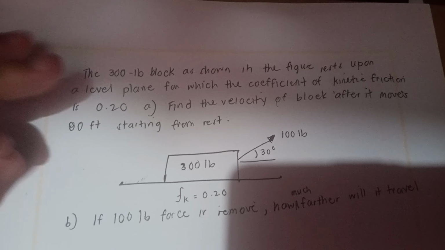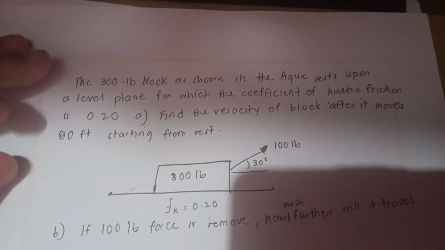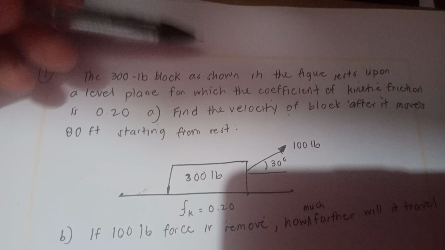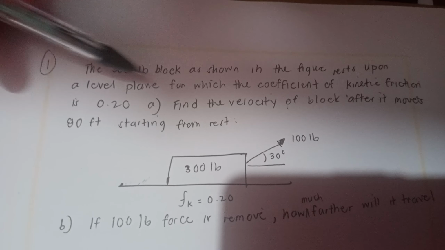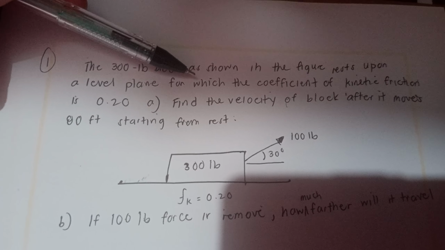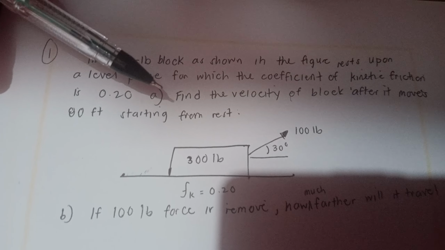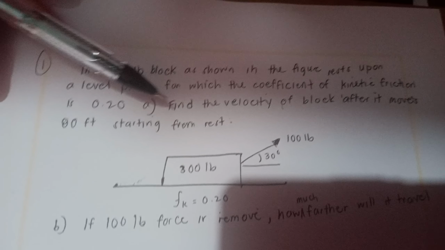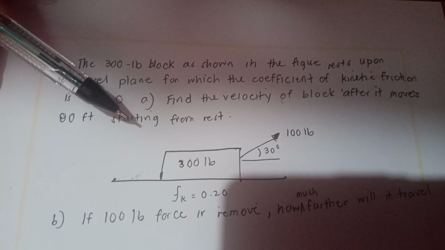So for today's video, solve tayo ng dynamics. So ito yung QA number 3. So ito yung number 1. Sabi rito, the 300 pounds block as shown in the figure rests upon a level plane for which the coefficient of kinetic friction is 0.20. So find the velocity daw of the block after it moves 80 feet starting from rest.